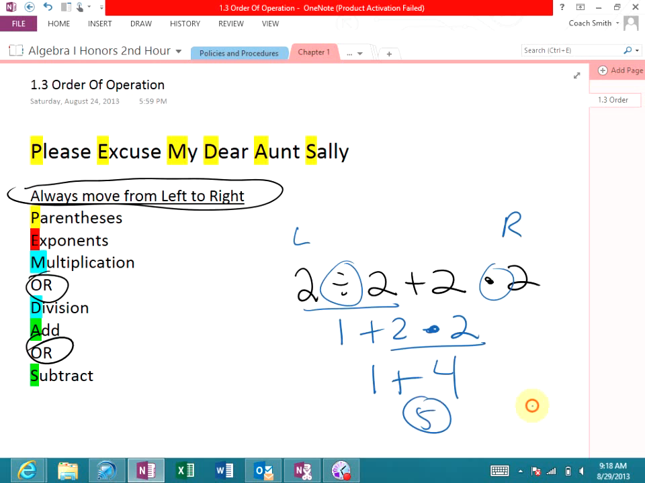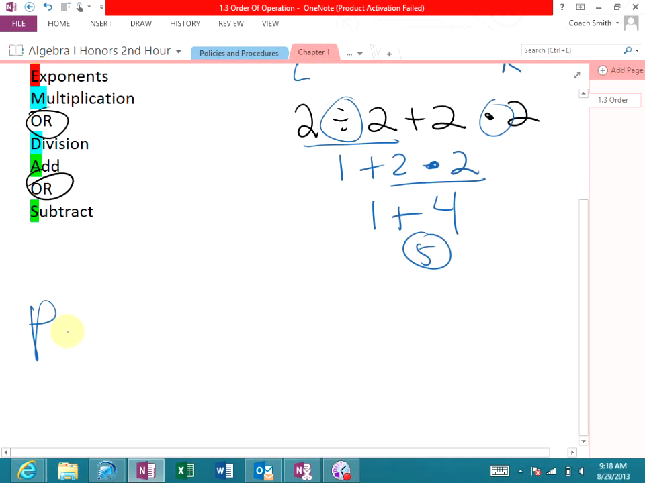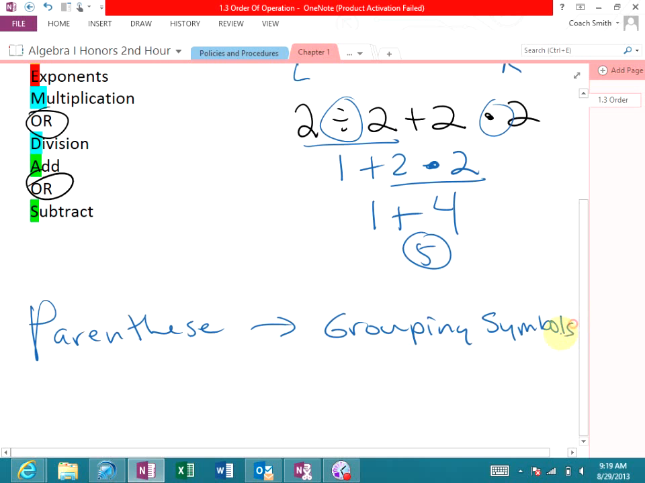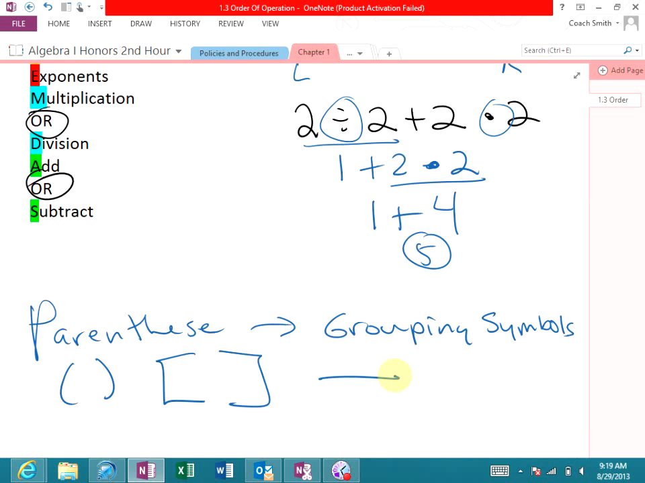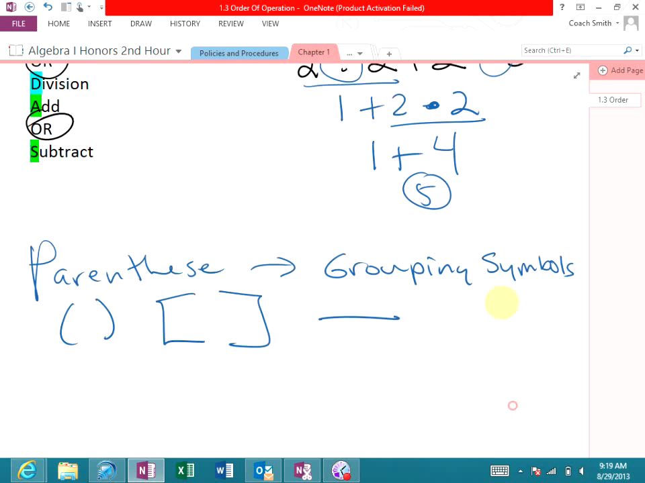Now, remember, parentheses are grouping symbols. The different types of grouping symbols are parentheses, brackets, and then the division bar, or the fraction bar. And we'll get into some of those examples here in just a second.